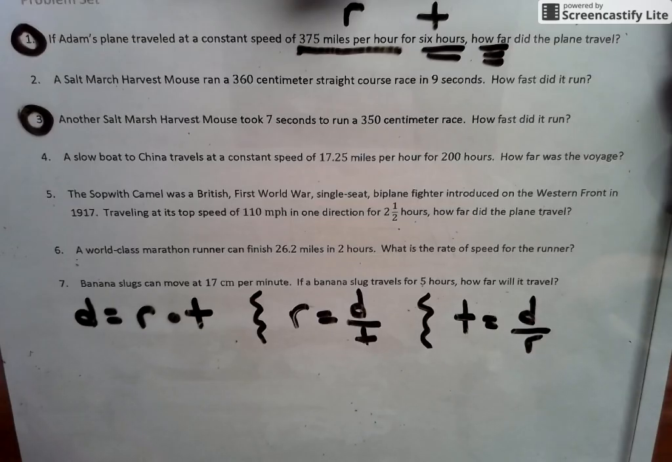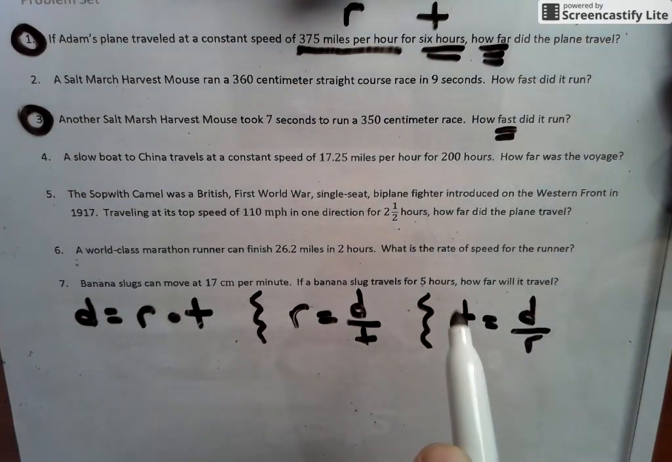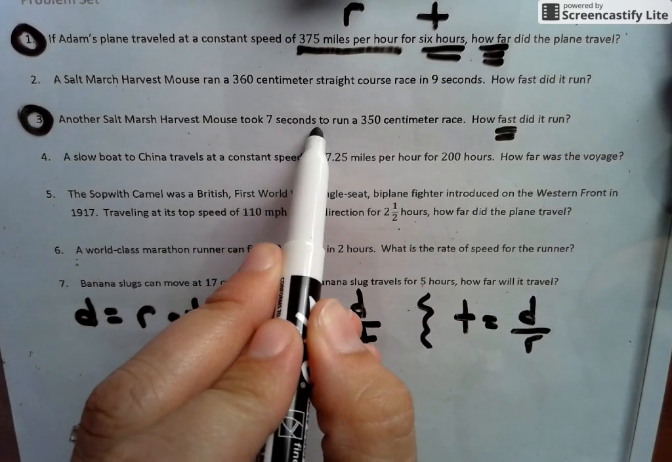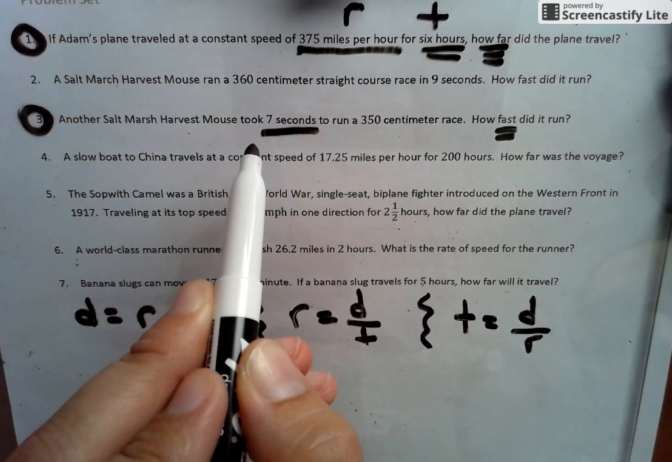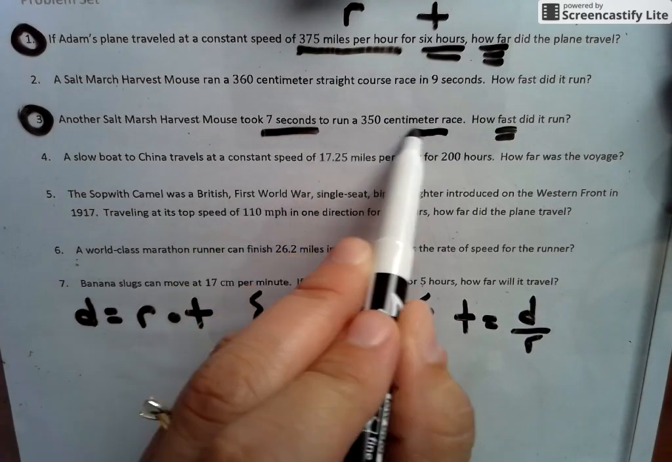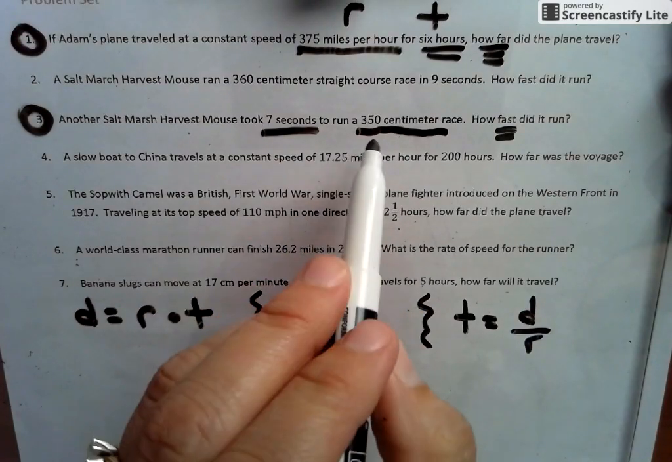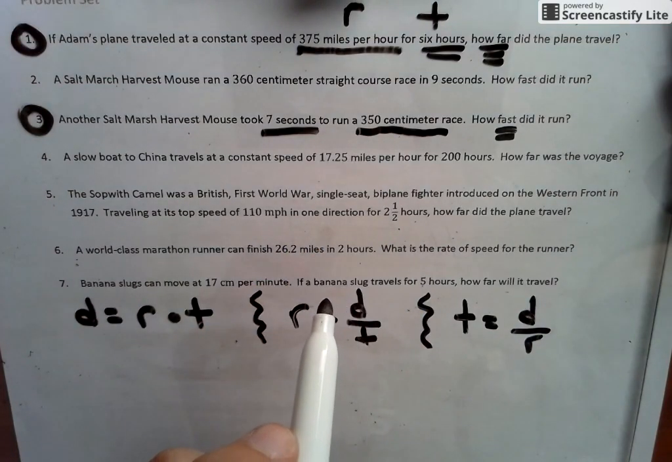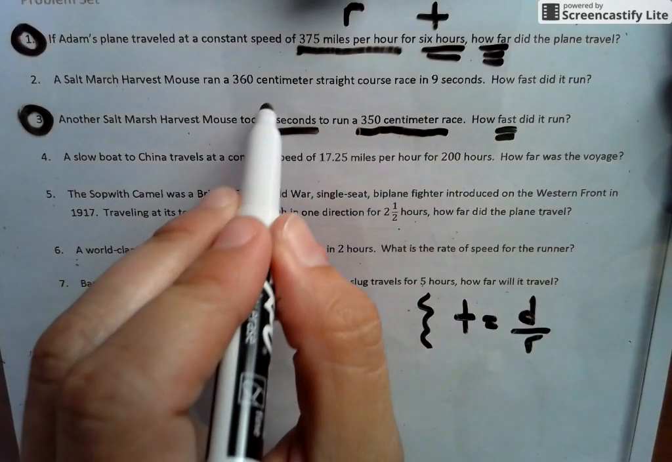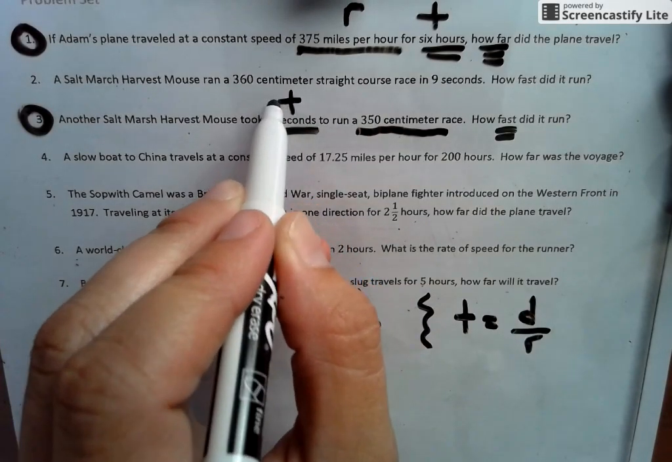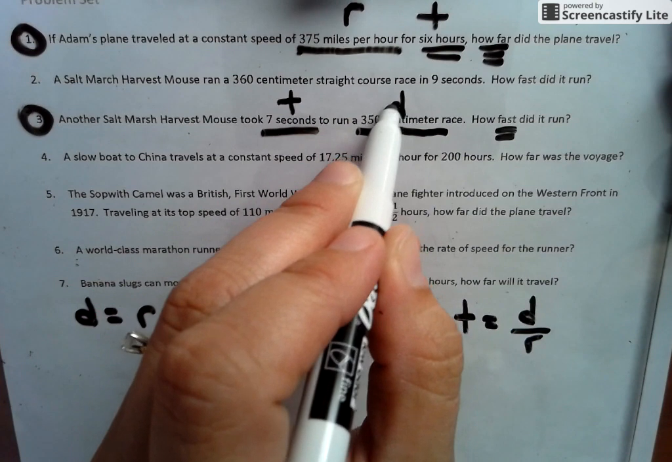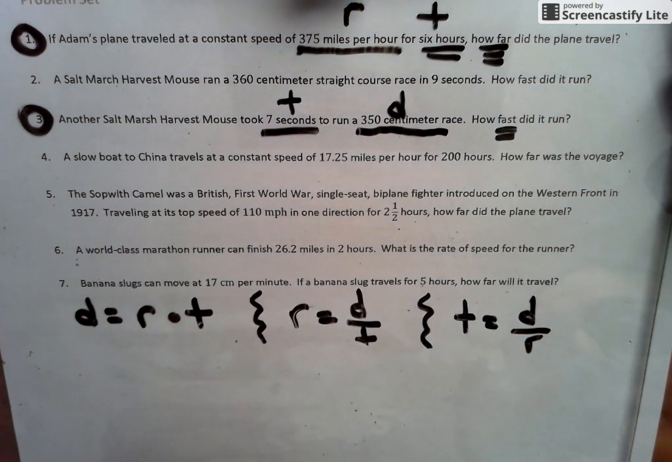Okay, and we're going to look at number 3. And it says, another salt marsh harvest mouse, never heard of one of those, but sounds kind of cool, took 7 seconds to run a 350 centimeter race. How fast did he run? Well, let's see. We have seconds, which is time, and we have distance, which is 350 centimeters. We need to know how fast.